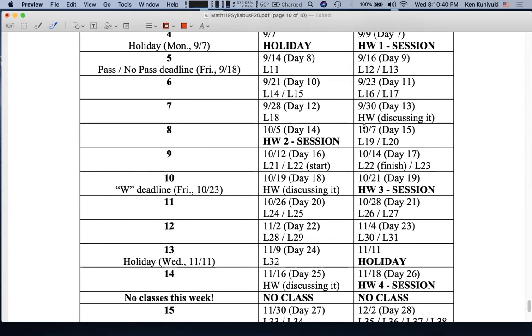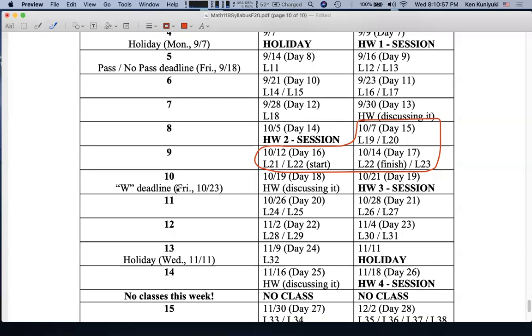But the third part of the class will go from lessons 19 to 23. And that's going to cover more continuous probability, especially the normal distribution, which is extremely important in statistics. It's the most important category of bell curves.